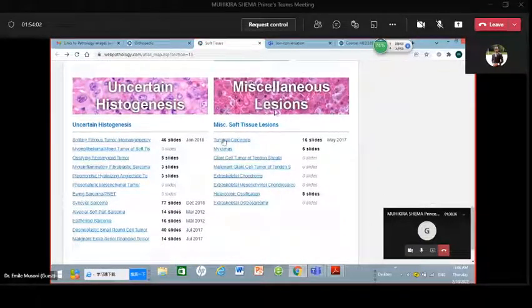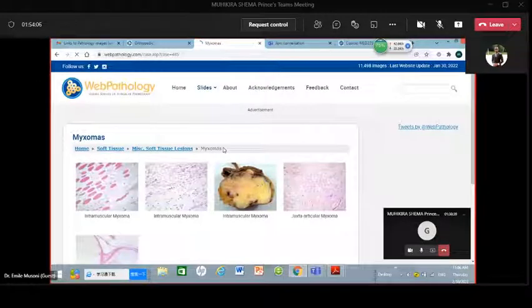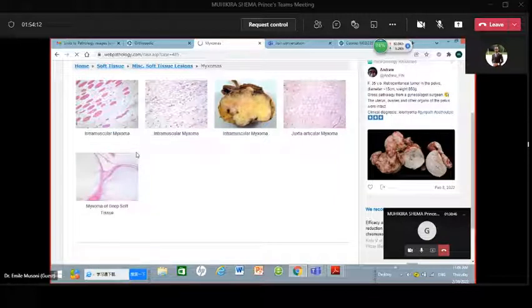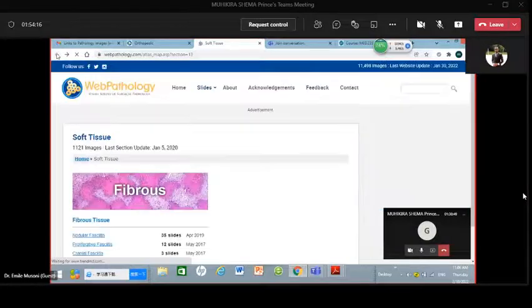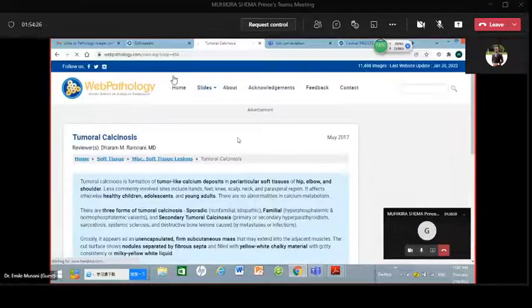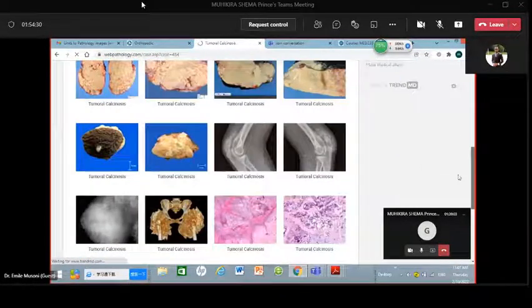There are some tumors called myxoma. They have the myxoid material, like this one, whitish material. This is what we call tumoral calcinosis. This one has calcified material. Like this one.